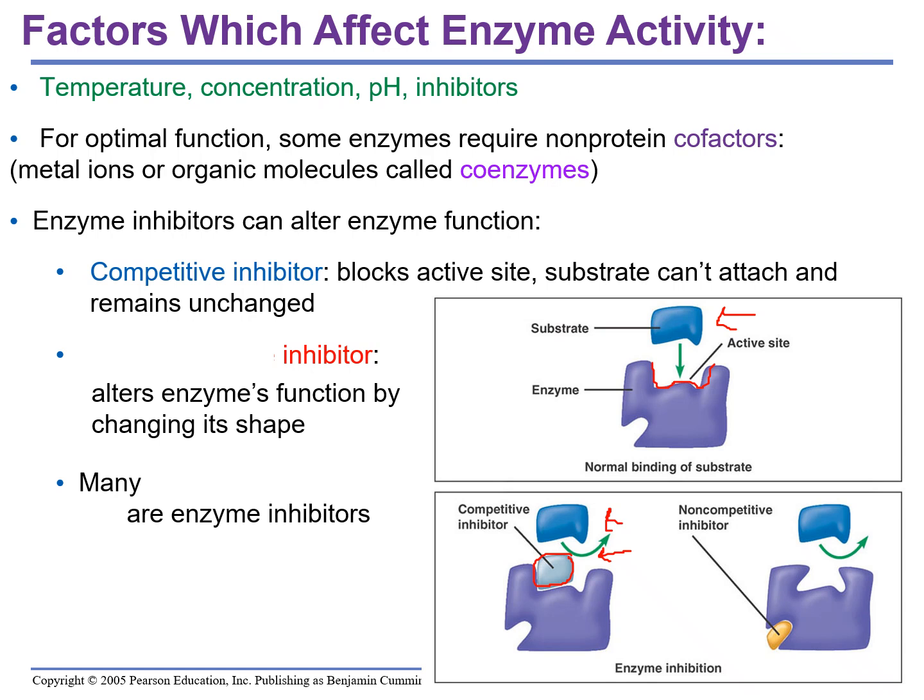And then we have the non-competitive inhibitors, which alter the enzyme's function by changing its shape. So we can see that the active site is still empty. Even if the shape is changed for the substrate, it is empty. But the non-competitive inhibitor that we see here has changed the shape of the enzyme. Many poisons, pesticides, and drugs are enzyme inhibitors.